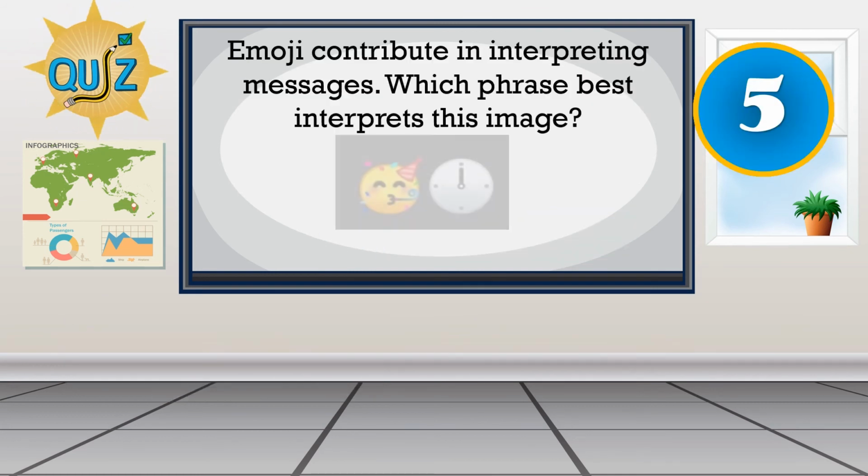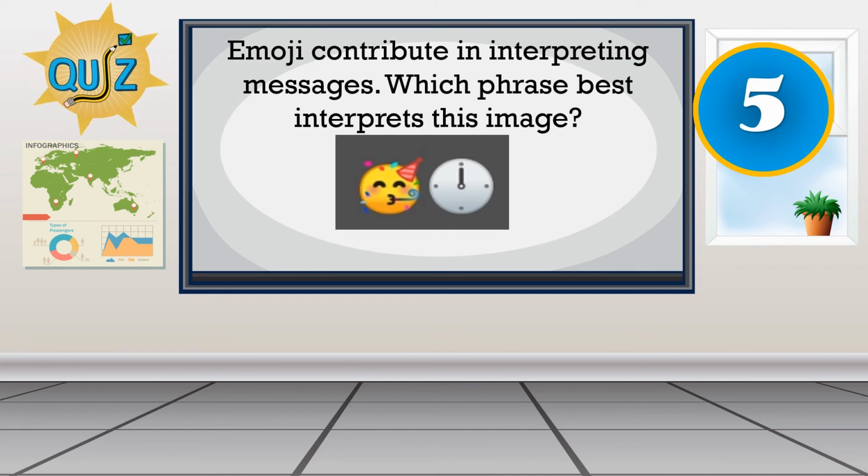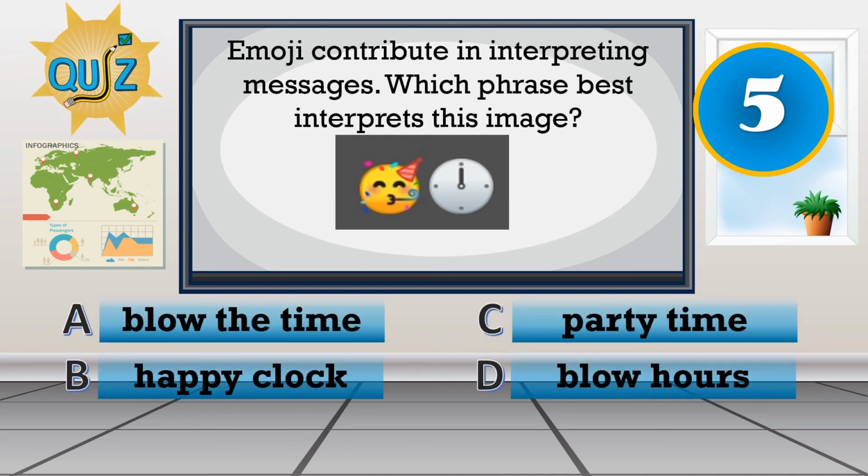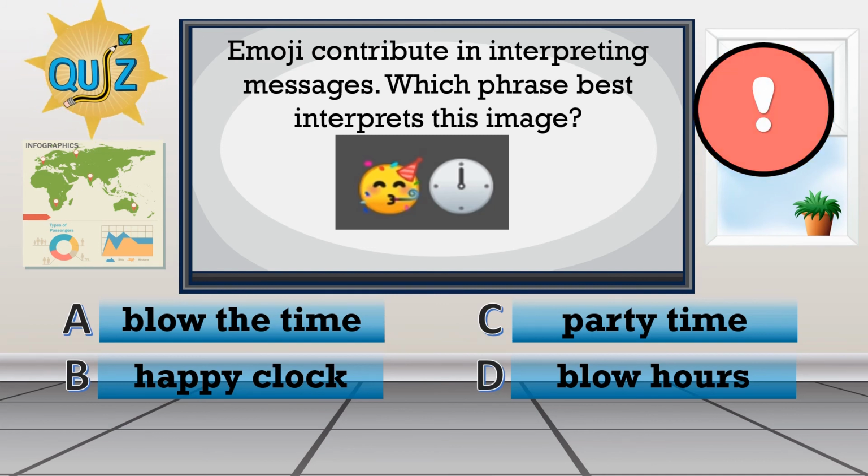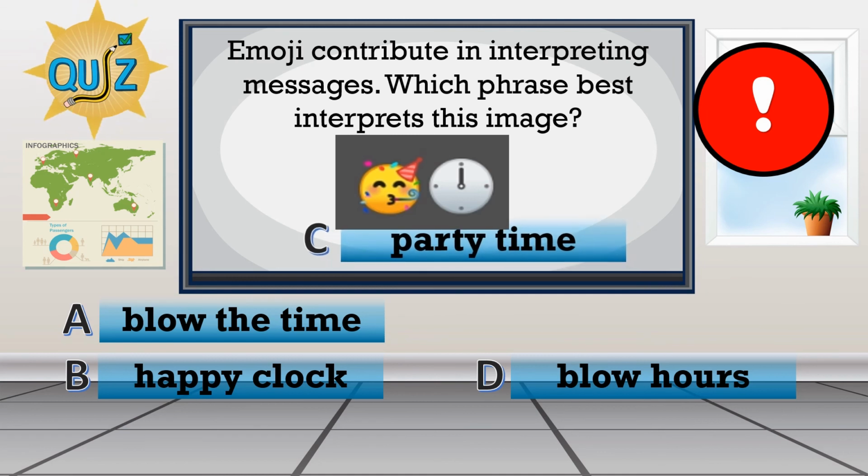Number 4. Emoji contribute in interpreting messages. Which phrase best interprets this image? Is it A. Blow the time, B. Happy clock, C. Party time, D. Blow hours? In 5, 4, 3, 2, 1, write your answer. And the correct answer is letter C. Party time.